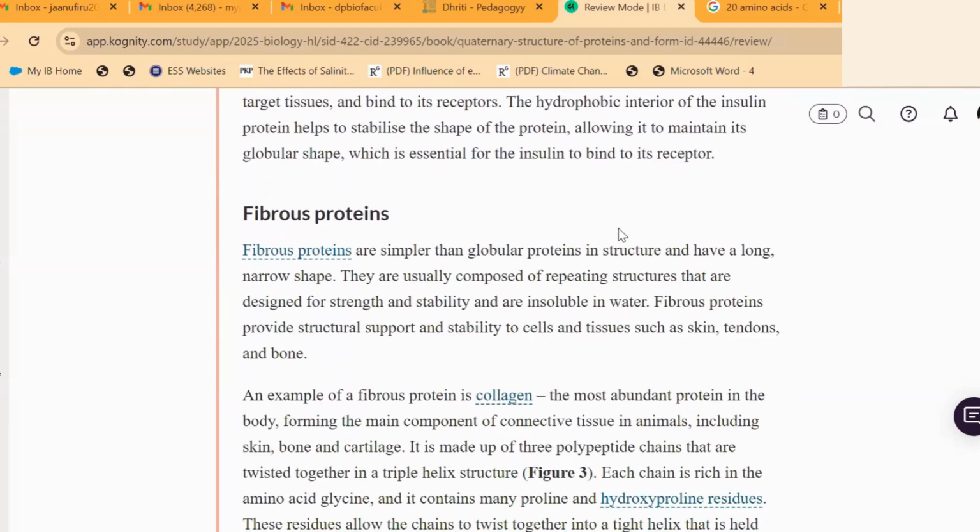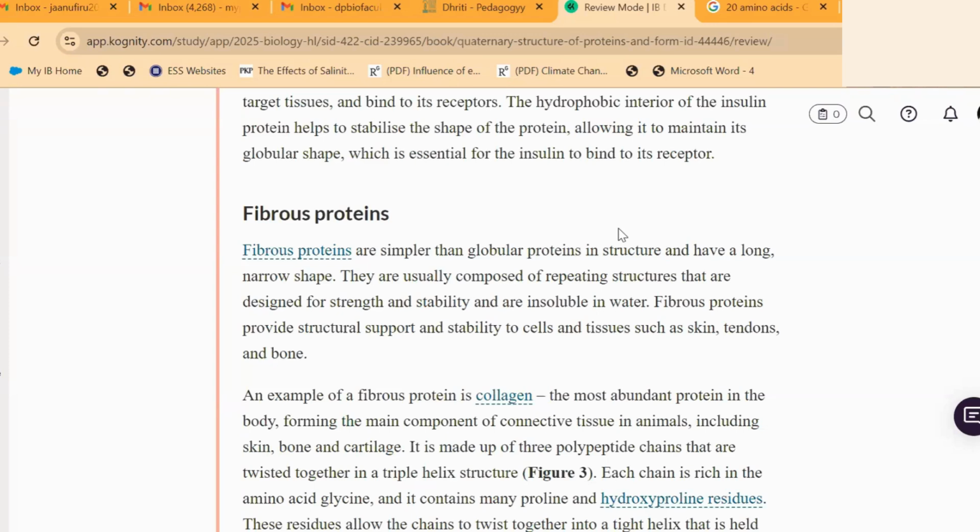Coming to fibrous proteins, they are not like globular proteins. They're much simpler, very long fibers in nature, and they are insoluble in water. Their function is not like the globular proteins, which act as enzymes or transporters and regulators. They are mostly involved in strength and giving stability to the cell or whichever tissue they are made up of. For example, your skin, your tendons, muscles, your bone, all this.